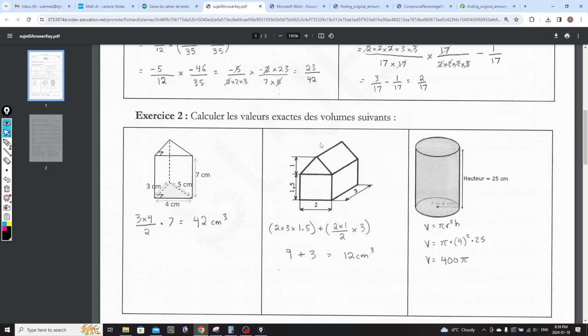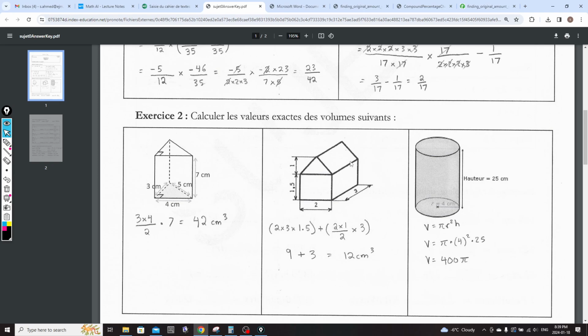Okay, to figure out the volume of this composite shape, what you're going to do is figure out the volume of each shape individually, and then add the two volumes together. Okay, now the volume of a rectangular prism like this is going to be 3 times 2 times 1.5, right? So length times width times height. Well, 3 times 2 is going to be 6, and then 6 times 1.5 is going to be 9. So that's what we get over here.